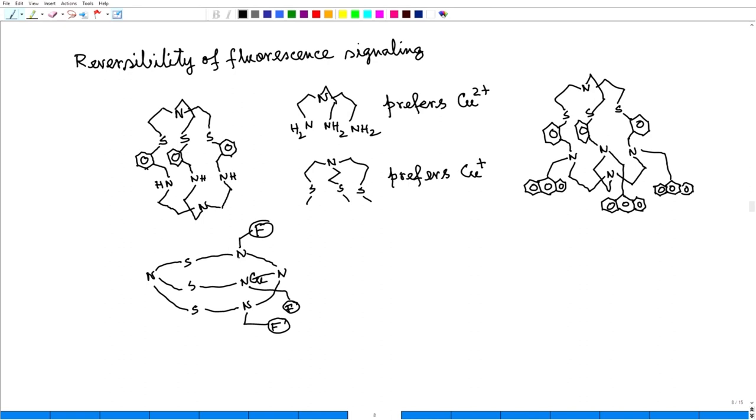When copper is here, this lone pair is engaged to copper. Remember those days when I discussed the fluorescent signaling of transition metals. This lone pair is engaged, so PET is off and fluorescence is on when it is copper 2 plus. Now what do we do? I reduce this copper 2 to copper 1 with a weak reducing agent, sodium triacetoxyborohydride, NaBH(OAc)3.